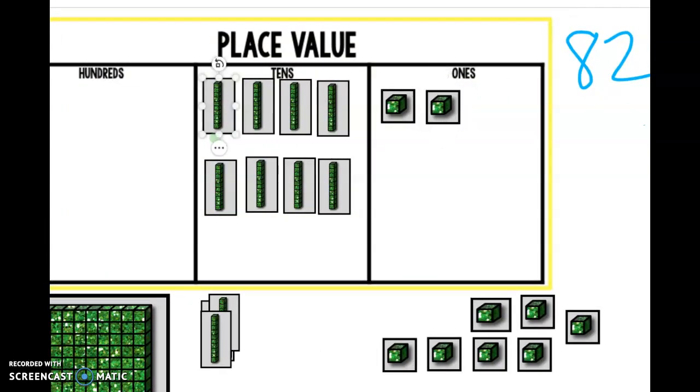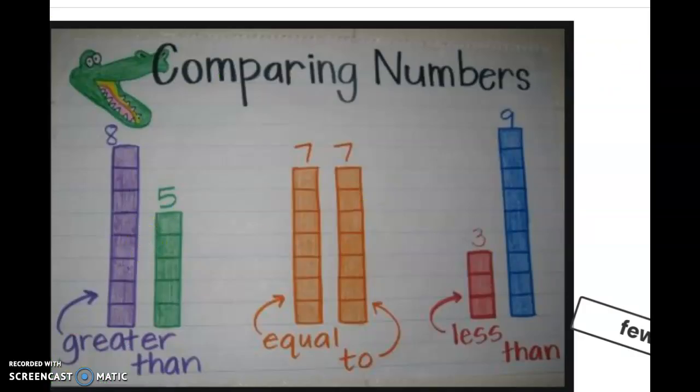So if I go back and count these groups of 10, I would say 10, 20, 30, 40, 50, 60, 70, 80, 81, 82. 82 days. All right, let's go on to what we've been working on, which is comparing numbers.